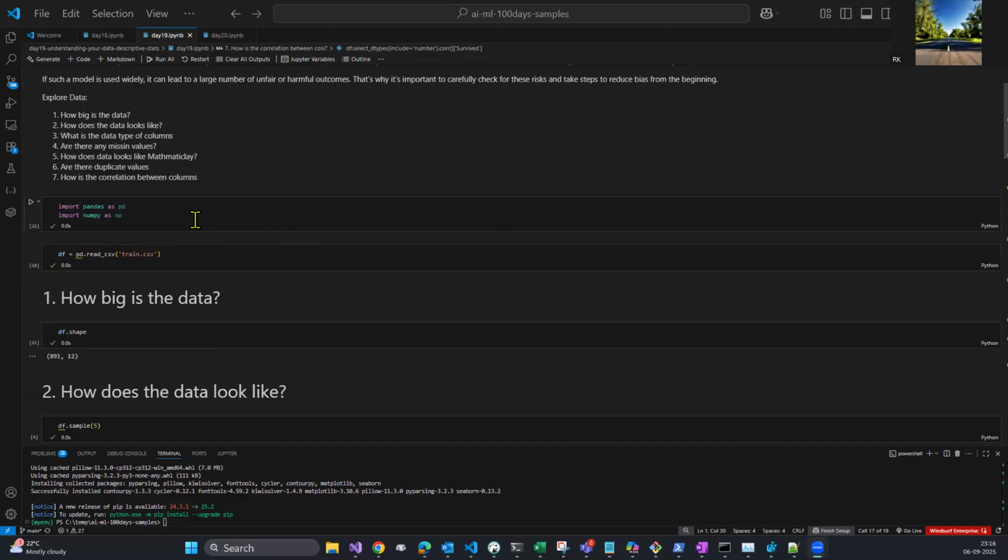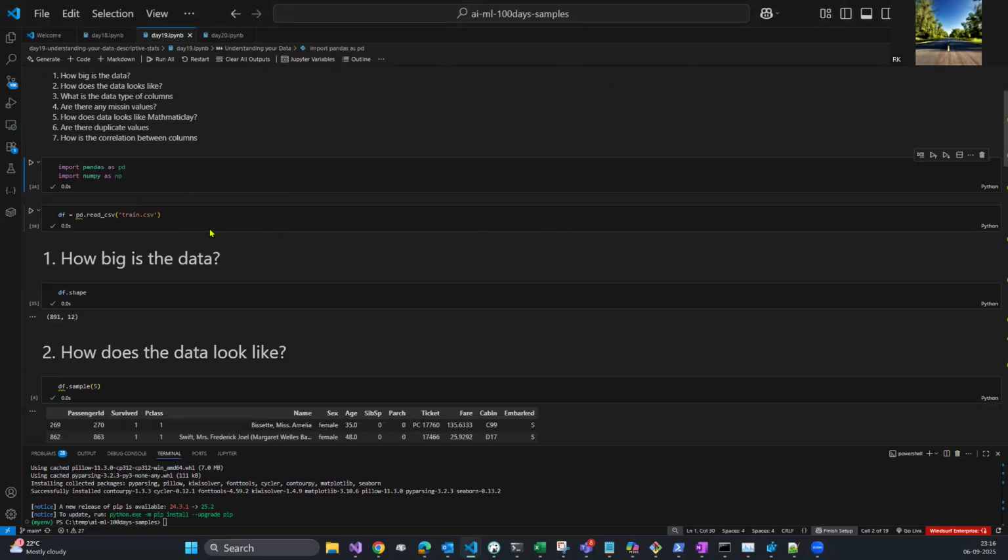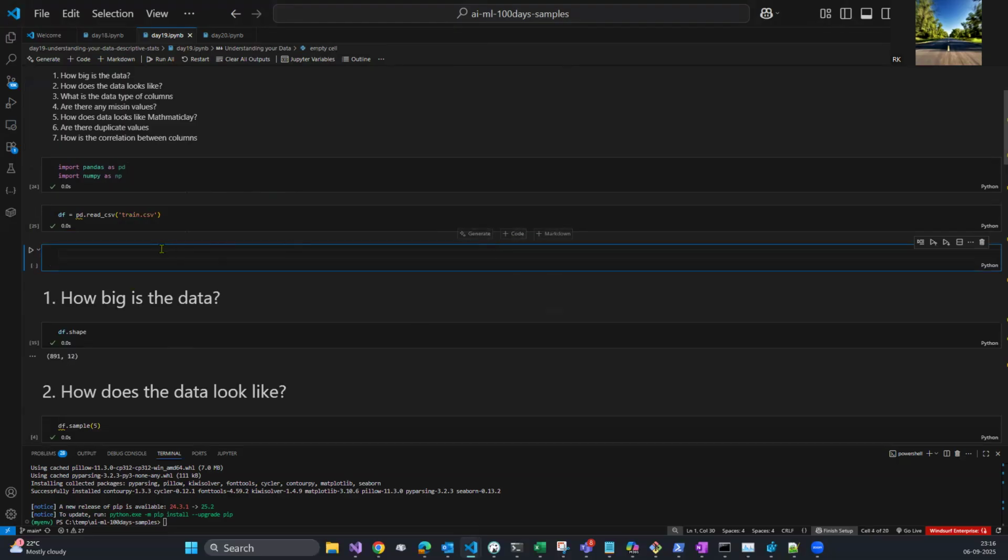For that, as a standard process, we have to import the libraries pandas and numpy for doing all these operations. And here we are referring to training data. So let me show you how this train data looks.